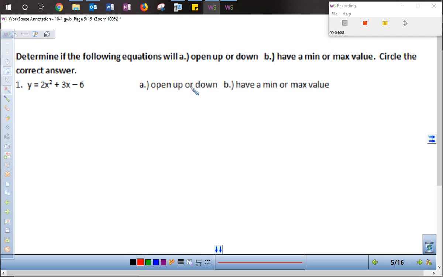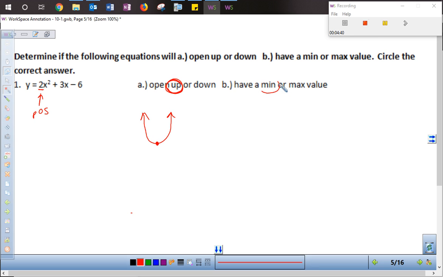And to do that, all I have to do is find my a value. So the a value is the number in front of my x squared. And since this is positive, that means my parabola is going to open upward. Now again, if you need to sketch a graph, that's definitely okay. It's going to look something like this. So now I want to know if it's going to have a minimum or a maximum value. So its vertex is going to be down here at the bottom, which means it's going to be a minimum value.